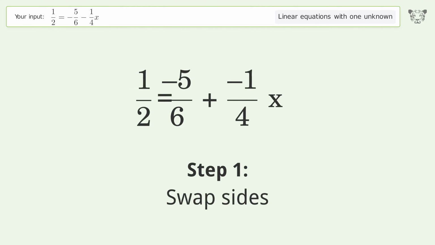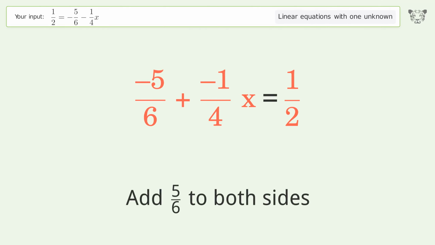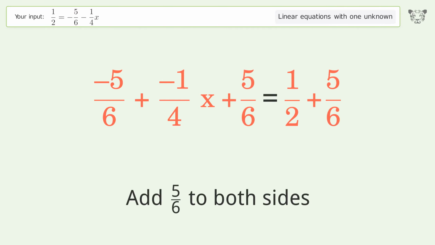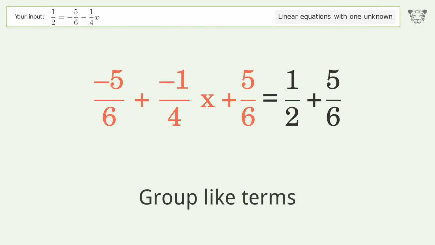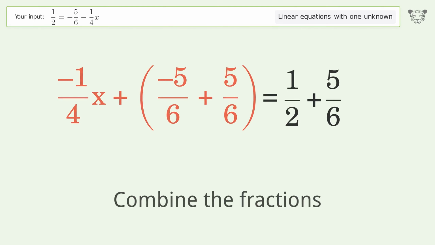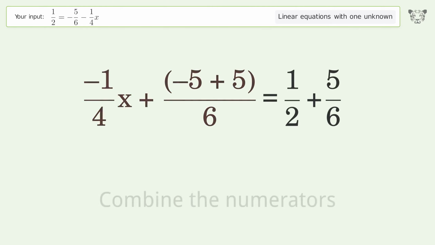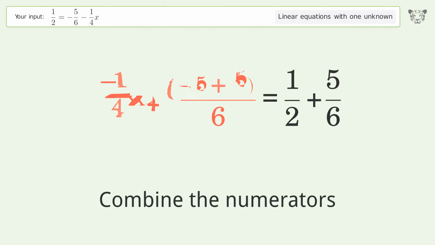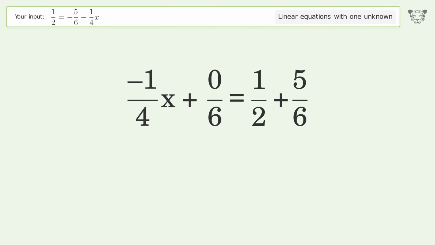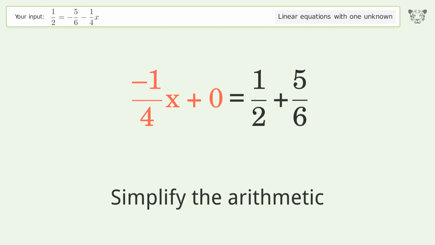Swap sides. Group all constants on the right side of the equation. Add 5/6 to both sides. Group like terms. Combine the fractions. Combine the numerators. Reduce the zero numerator. Simplify the arithmetic.